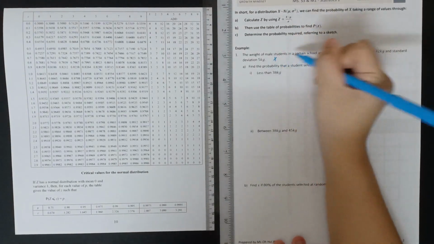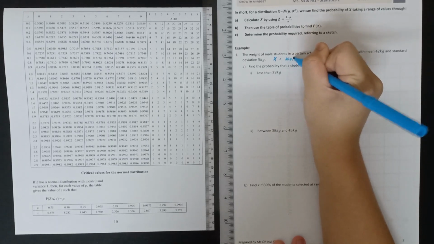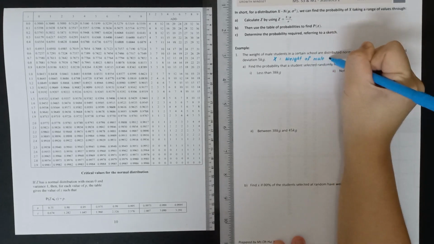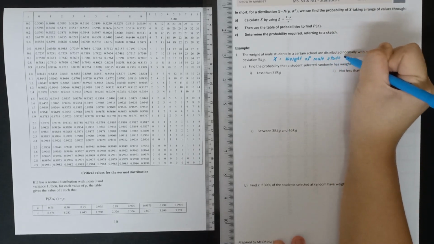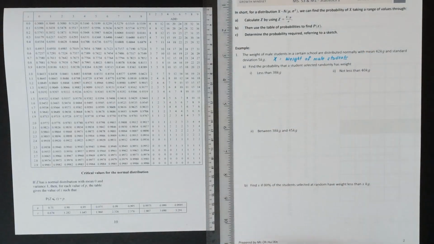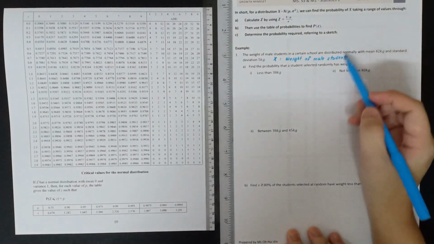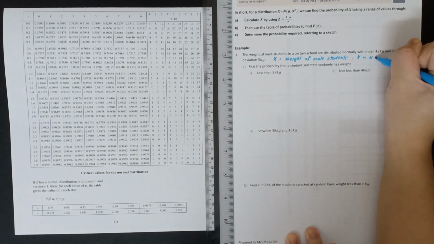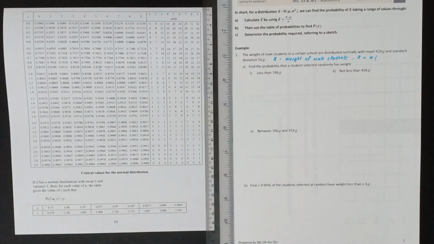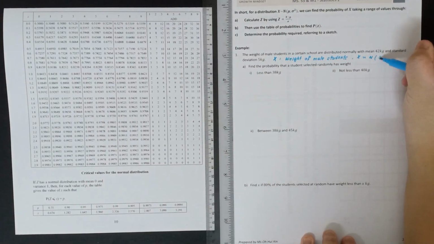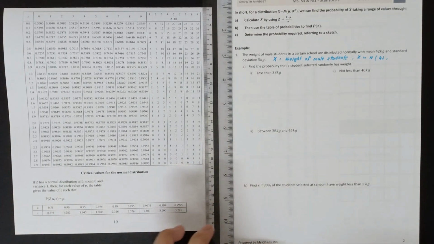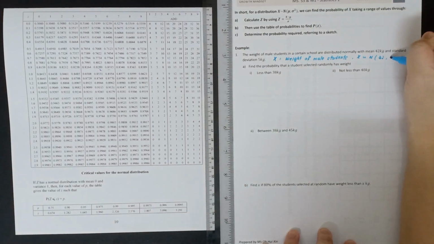So what is my X? My random variable here is the weight of male students. That is my data. Then they are distributed normally, meaning that I can write X is normally distributed. You still remember, after you write X, it will be mu, then sigma square, meaning your mean and your variance. Your mean is 42, and your standard deviation is 5, so the variance is 5 square.